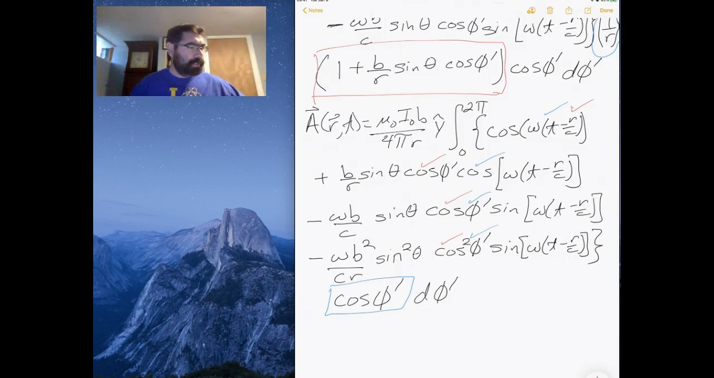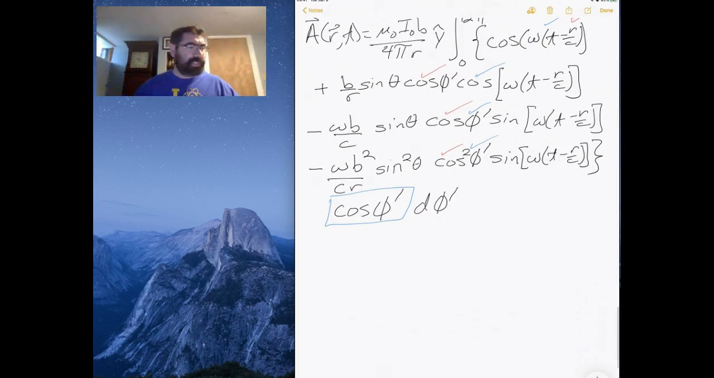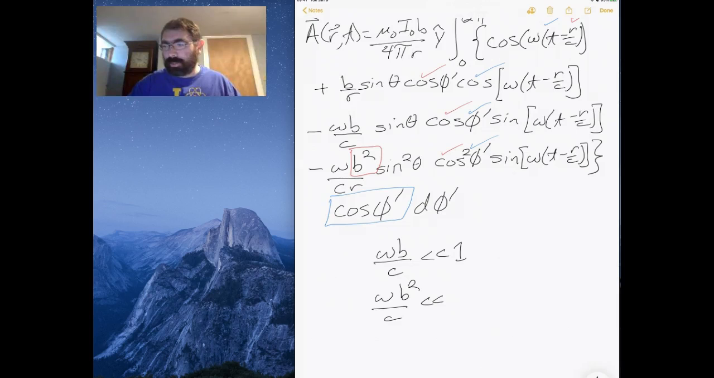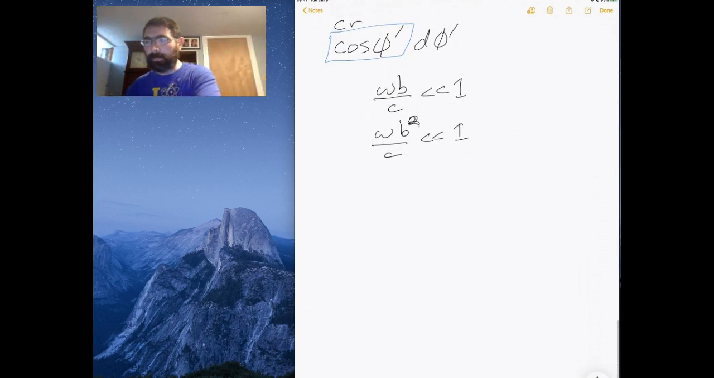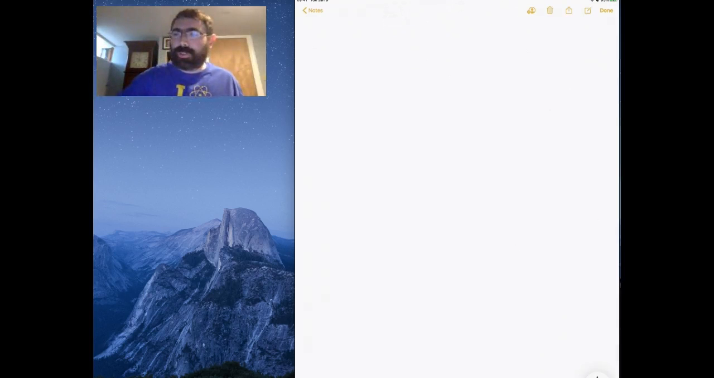Now, to avoid the cosine cubed term, let's take a look at this and see that that term has a b squared in it. If you remember, approximation 2 said that omega b over c was much, much less than 1, which means omega b squared over c is also going to be much, much, much less than 1. So we can throw that term away and reduce it even further.